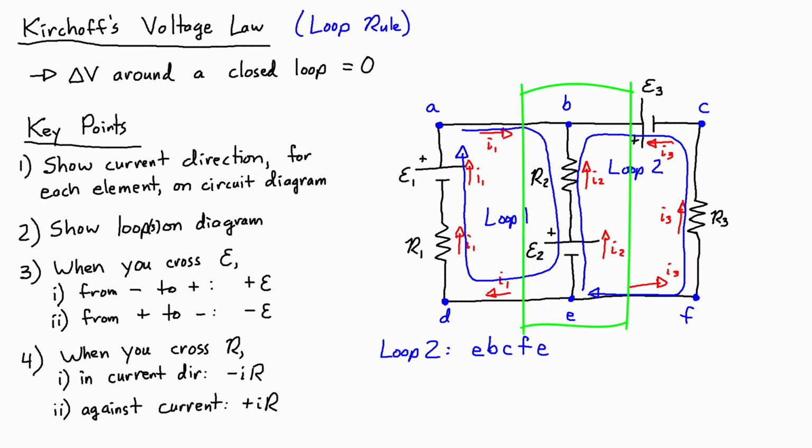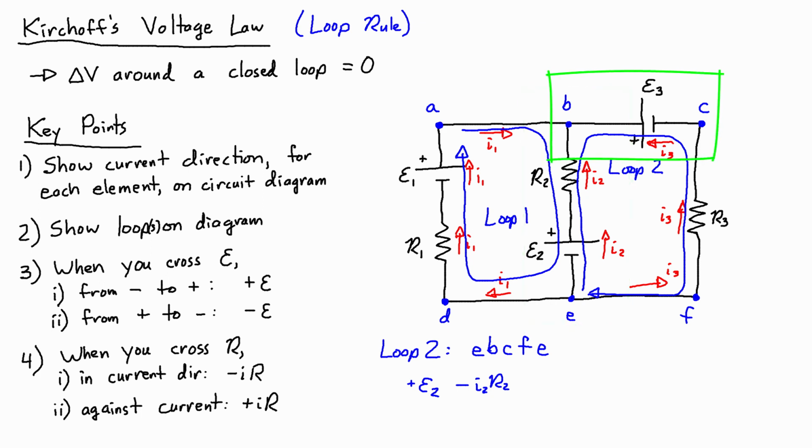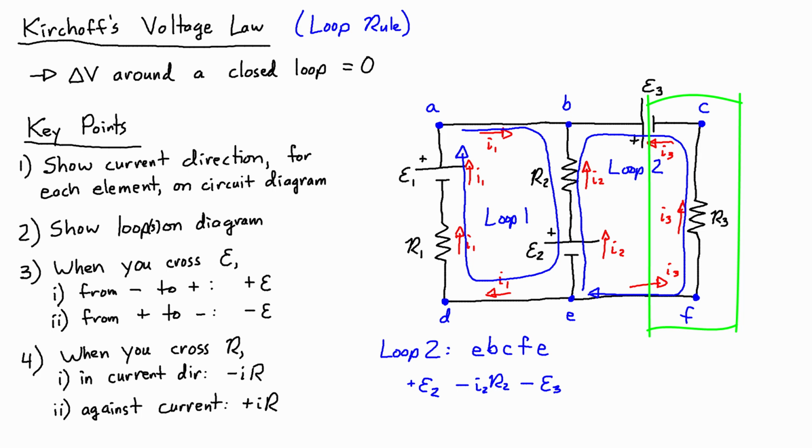So starting at E, I'm going up across the second EMF, so I have plus epsilon 2. Then when I reach the second resistor, I'm going with the current, so I can write minus I2R2. Then from B to C, I'm going against the EMF from positive to negative, so I say minus epsilon 3. Then from C to F, I'm going against the current I3, so I have plus I3R3. And then I get back to point E. So that's the closed loop, and I get that equation equal to 0.